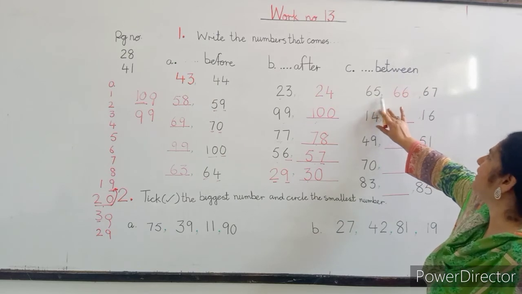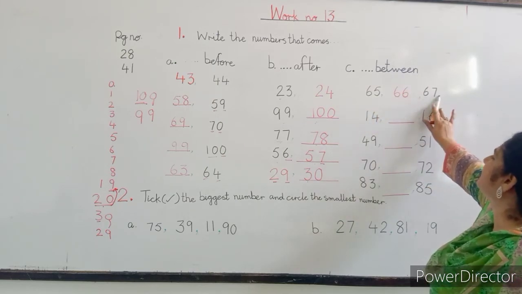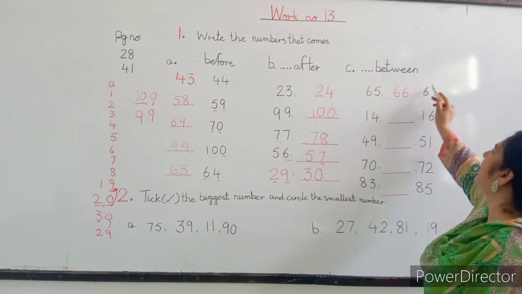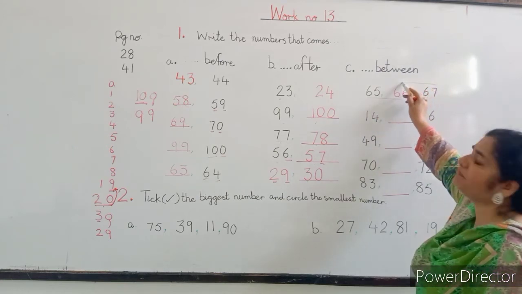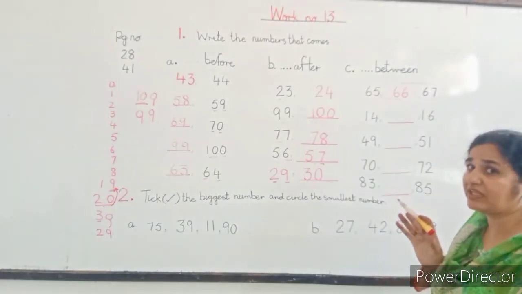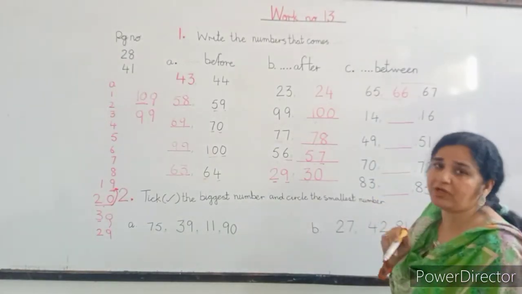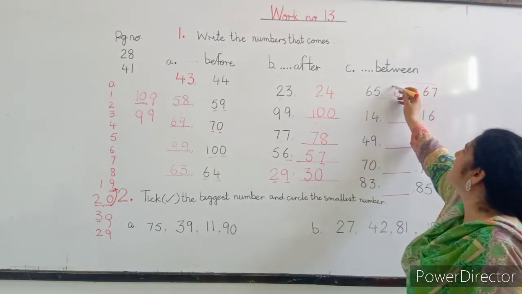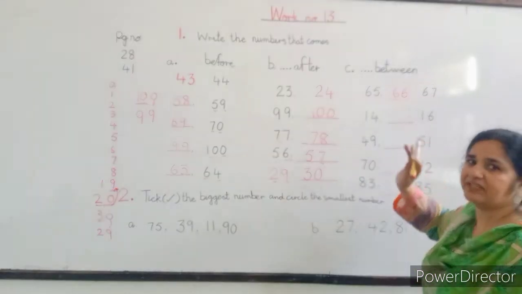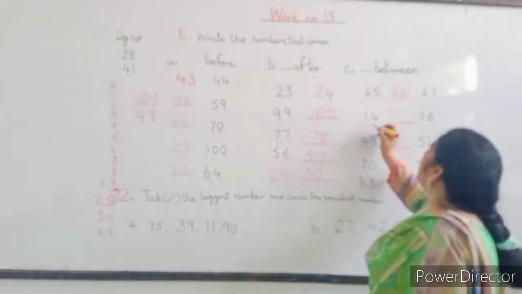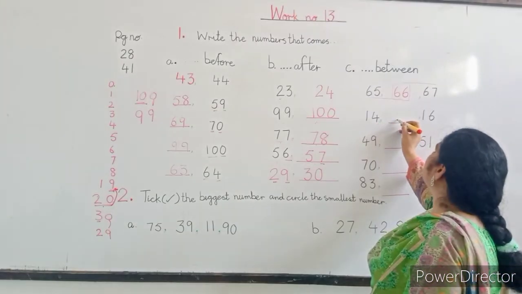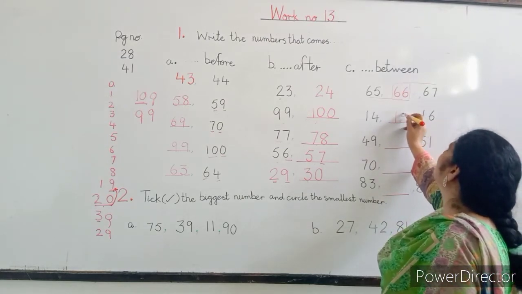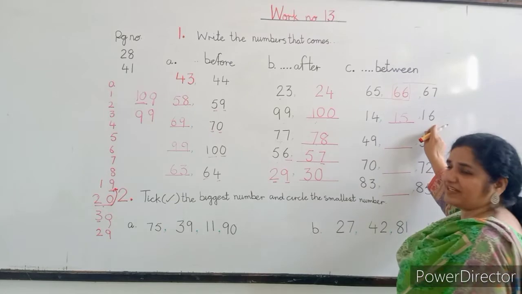And now this C part is between numbers. Look, 65, 66, 67. Here we can check the number after and we can check the number before. Here we can check both concepts, before and after. And the middle number is in both situations the same number, right? What comes after 14? 15. And what comes before 16? 15, right? And 14, 15, 16.